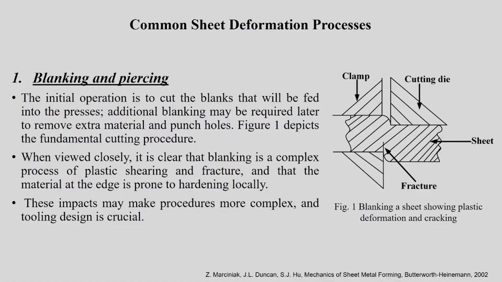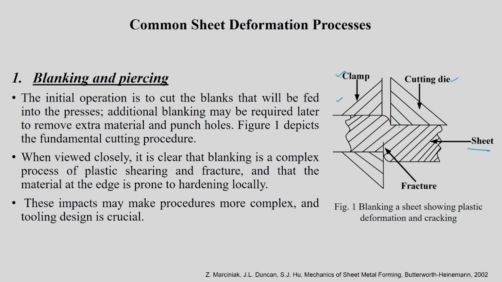For a first instance, you can take blanking and piercing. A schematic is given here in this diagram. You have a sheet here, and the sheet is clamped using a blank holder; it is called a clamp. The sheet is held on one side and the other side is free to deform. You have a punch and a die, that is called the cutting die. The cutting die is slightly different from other dies which we use in other sheet forming processes. Here the main purpose of the die is to cut the sheet.